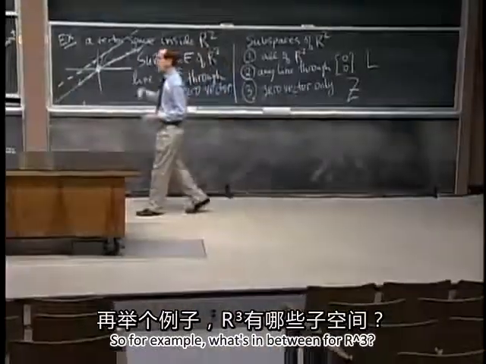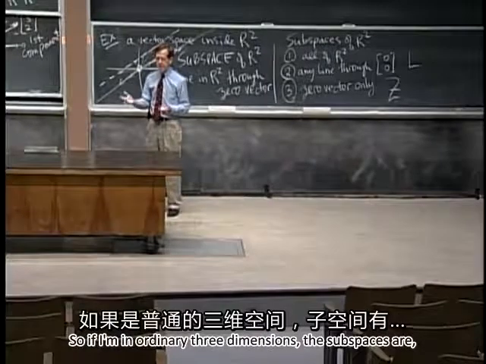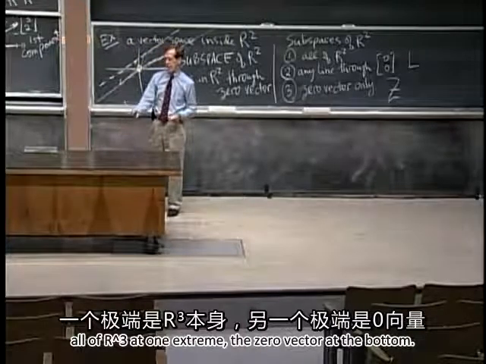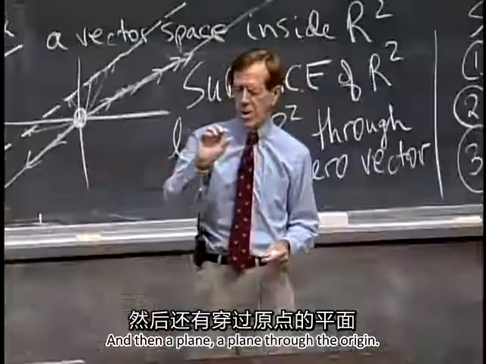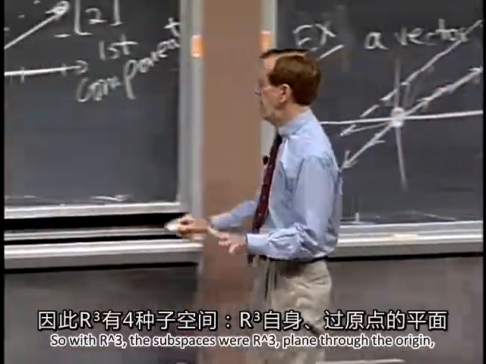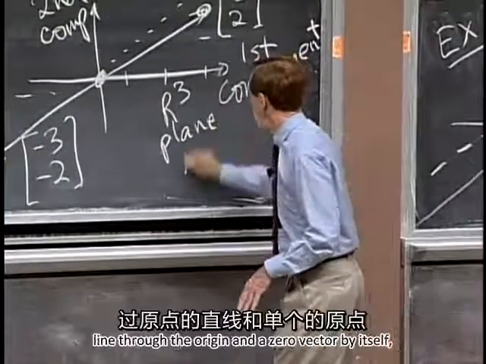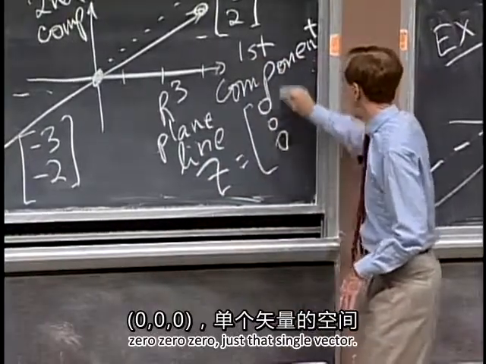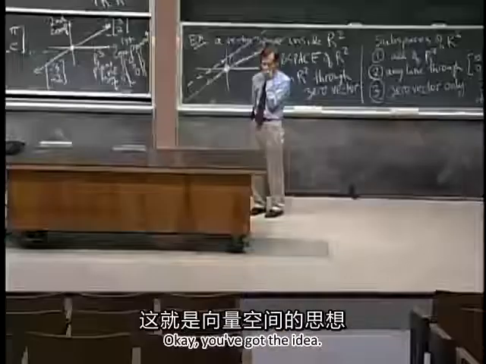Okay, so for example, what's in between for R3? So if I'm in ordinary 3 dimensions, the subspaces are all of R3 at one extreme, the 0 vector at the bottom, and then a plane through the origin, or a line through the origin. So with R3, the subspaces were R3, plane through the origin, line through the origin, and the 0 vector by itself, 0, 0, 0. Just that single vector. Okay, you've got the idea.